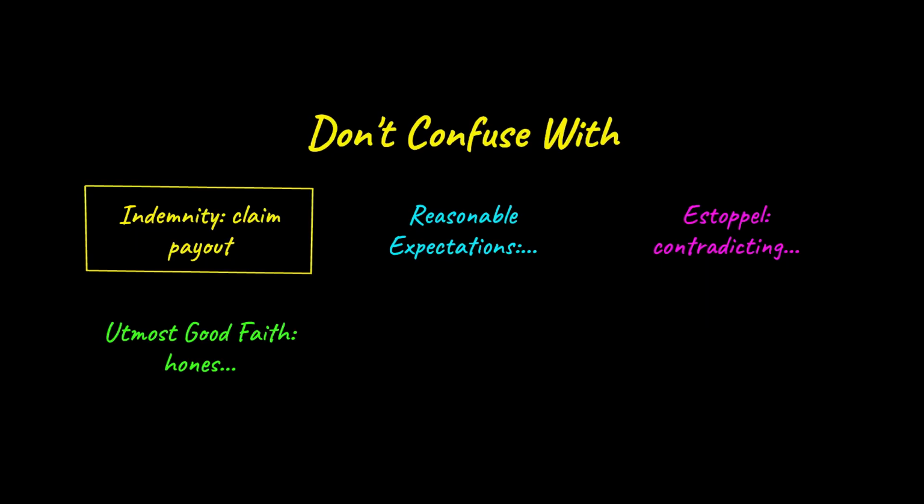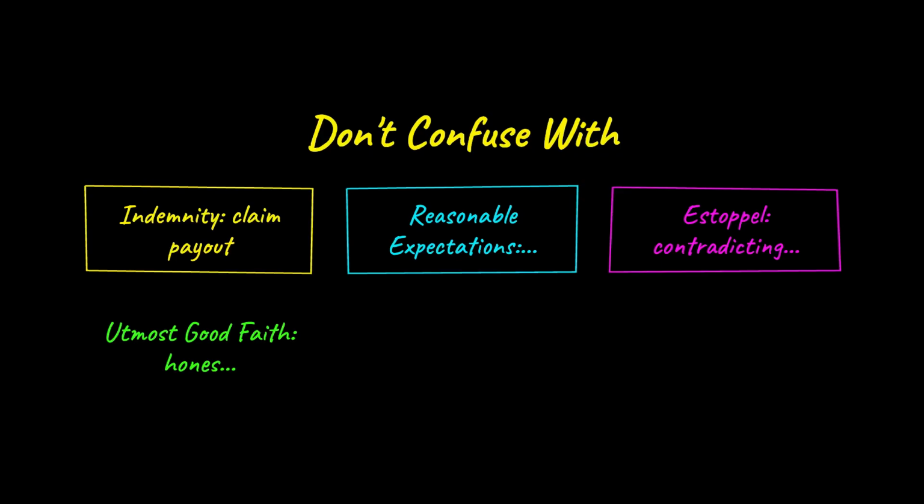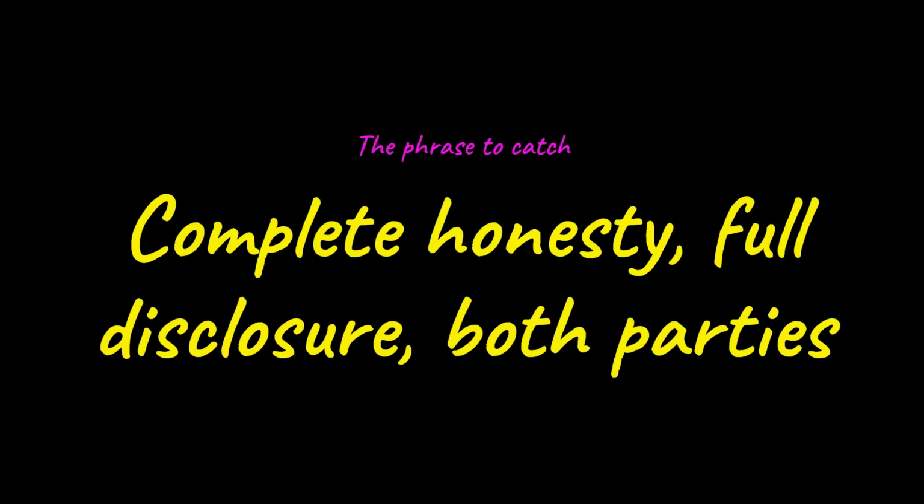Indemnity is about how much a claim pays. Reasonable expectations is about reading ambiguous wording, and estoppel bars a party from contradicting its own prior conduct. Only utmost good faith names the mutual duty of honesty and full disclosure. If a stem says complete honesty and full disclosure of material facts by both parties, that's utmost good faith. Nearly every disclosure rule in insurance law grows out of the single expectation of candor.